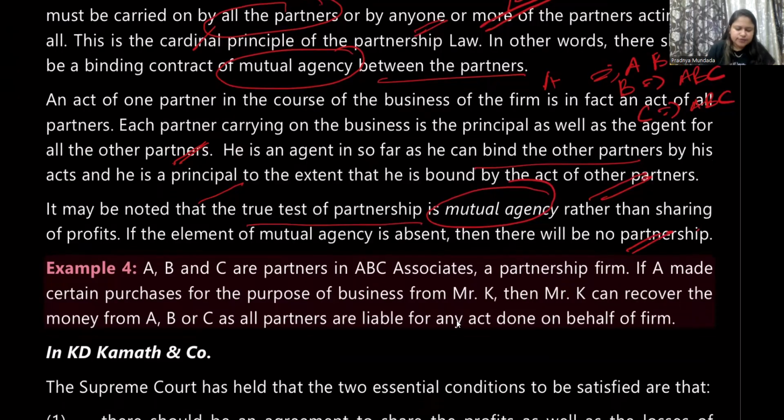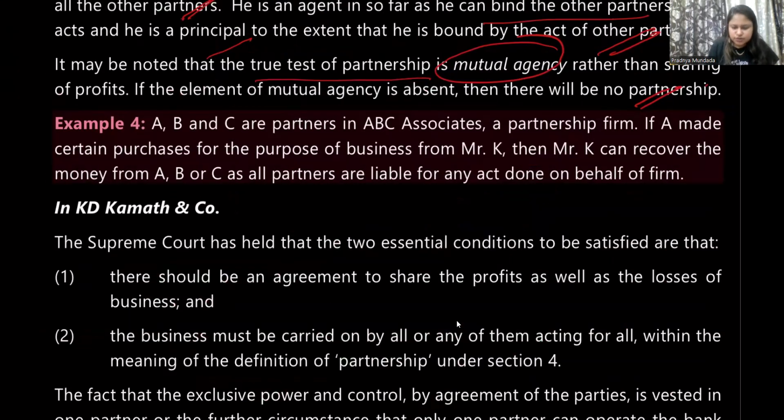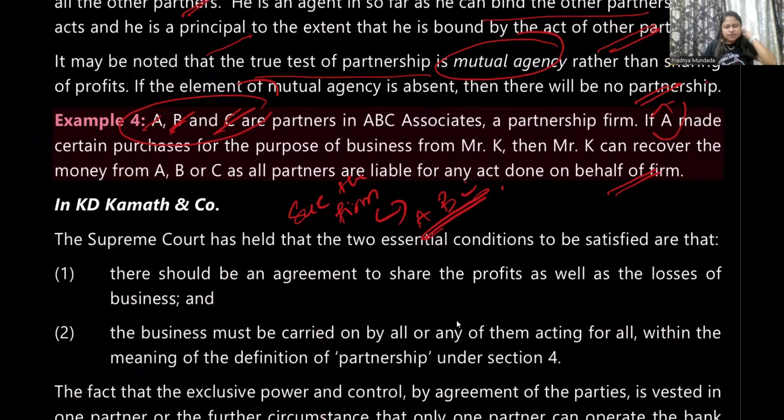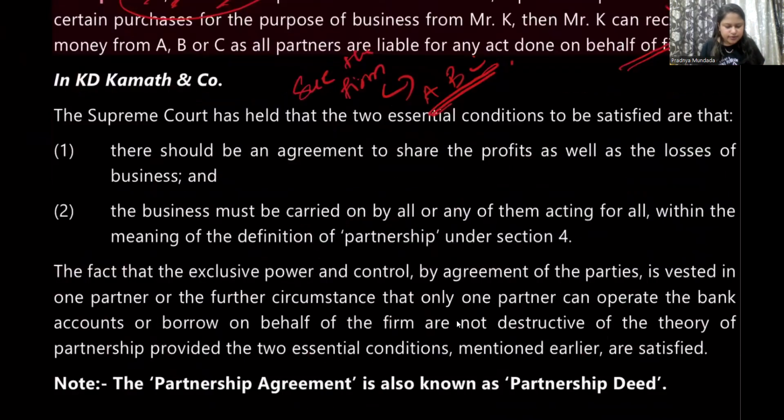If we look at it, A, B, and C are partners in ABC Associates, a partnership firm. If A made certain purchases for the purpose of business from Mr. K, then Mr. K can recover the money from A, B, or even C. Or even all the partners will become liable for the act on behalf of the firm. So who entered the contract here? Only A. But can he recover from B? Yes. Can he recover from C? Yes. Can he recover from all A, B, C? Yes. So he can sue the firm. And firm, I told you, is not a separate legal entity. So when I say firm, it means all the partners. So can he sue all the partners? Yes.